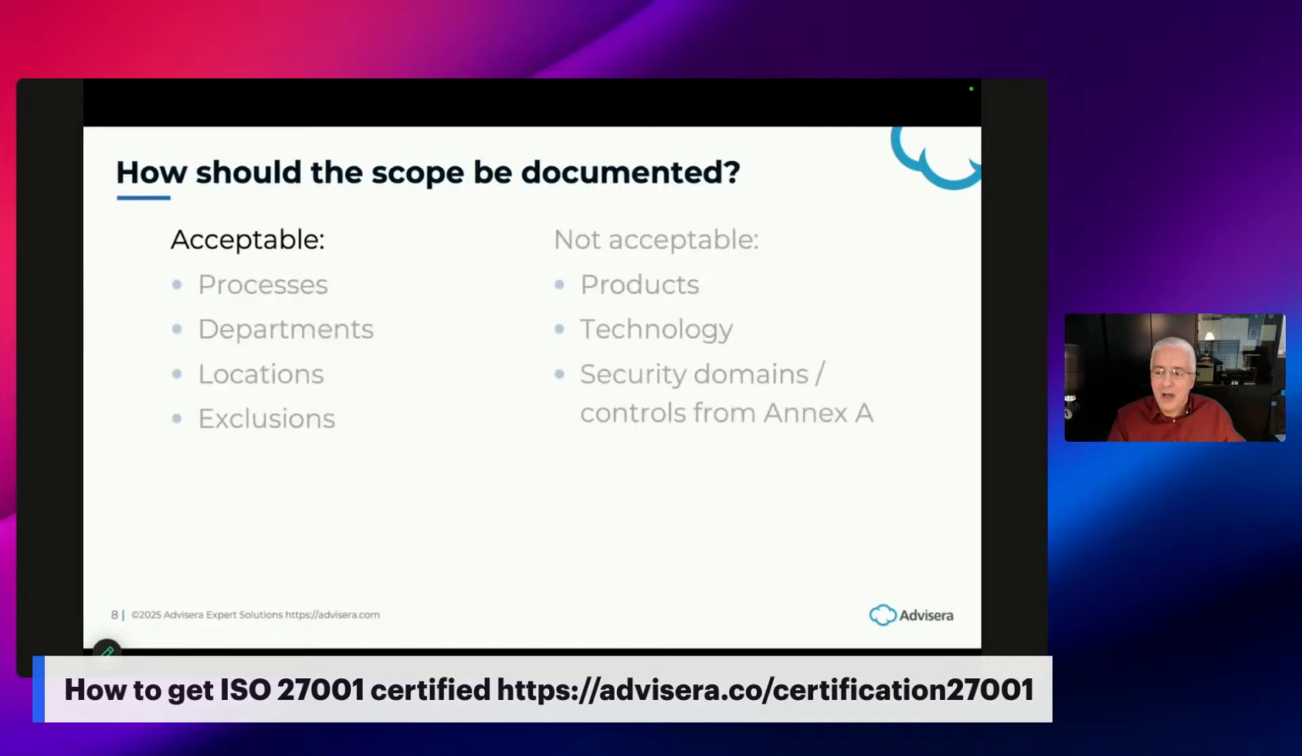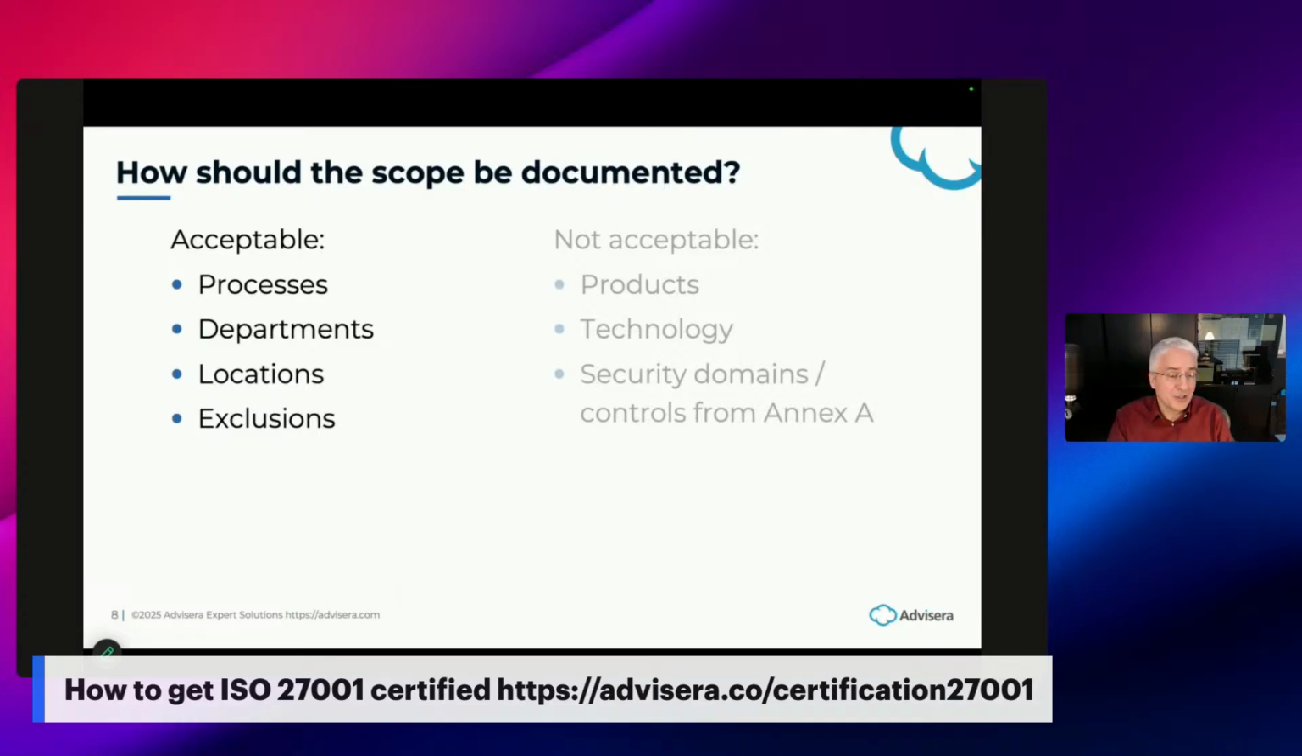Now, how should you document the scope in your internal ISMS scope document? What is acceptable is that you define the processes, departments, locations, and exclusions for this scope. You say, we included in the scope only our departments for, let's say, research and development. Let's say you are a pharmaceutical company and you want to focus your scope only on the research and development department. So you define this in terms of departments. You define this also in terms of processes. You say, we have, I don't know, four processes within our R&D department, and these are the processes that are included in the scope.